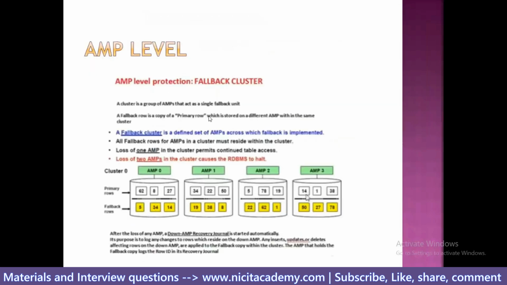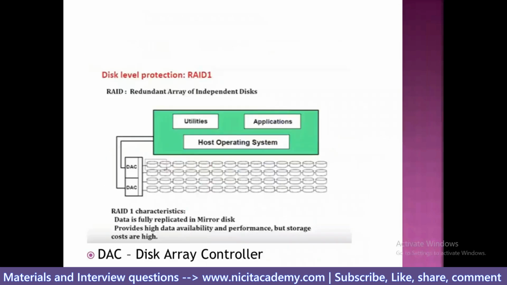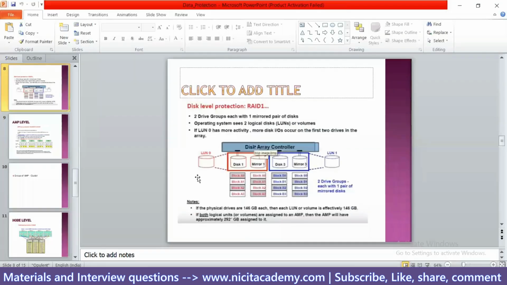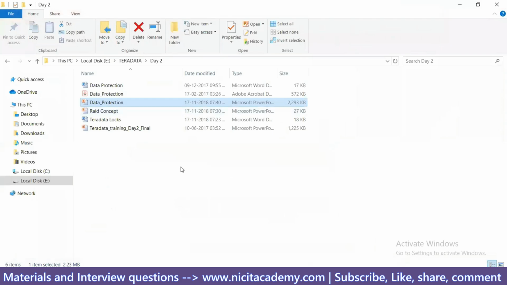Here we have seen that at the disk level it is called RAID, at the AMP level it is called fallback, and at the node level we call it clique technology. This is the data protection in Teradata. Got it? Sometimes in interviews they might ask this concept.